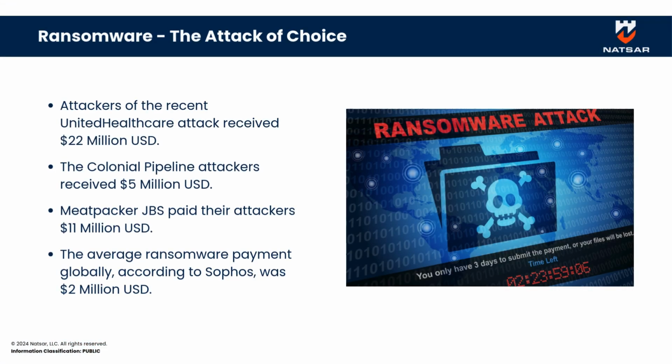The attack of choice has definitely been ransomware, and I'll show you a couple of those. In fact, here's a few examples right here. Attackers of the recent United Healthcare attack, which we're going to talk more about, received 22 million US dollars in response to their ransomware attack. The Colonial Pipeline attack received 5 million. The JBS meat packer plant in the United States paid their attackers 11 million. And according to Sophos, the average ransomware payment globally was $2 million. So if you think about just the average payment being $2 million across the world, these attackers are making a lot of money.